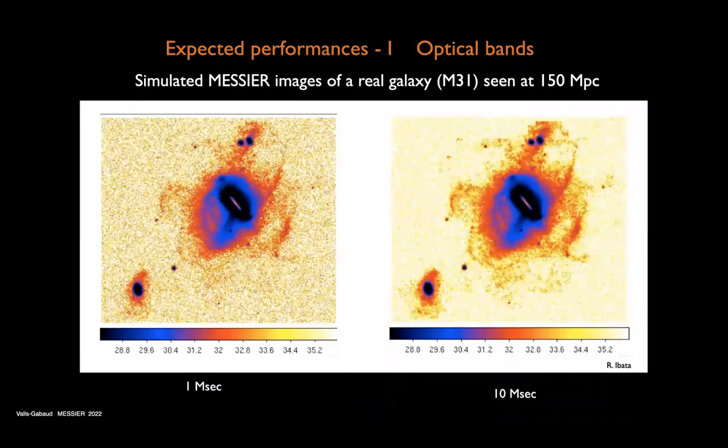So with this, we set up a pipeline to look at the actual performances of the instrument. This is what M31, the actual M31, not the poster child picture that you have, would look like at 150 megaparsecs after 1 megasecond or 10 megaseconds exposure. You see that even after 6 months, you get something like 32, and after 10 megaseconds, you get 34, which is actually what it was designed for. And this is M31 if looked at from 150 megaparsecs as opposed to 770 kiloparsecs.